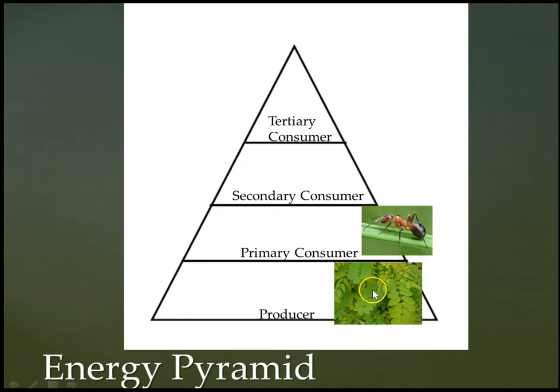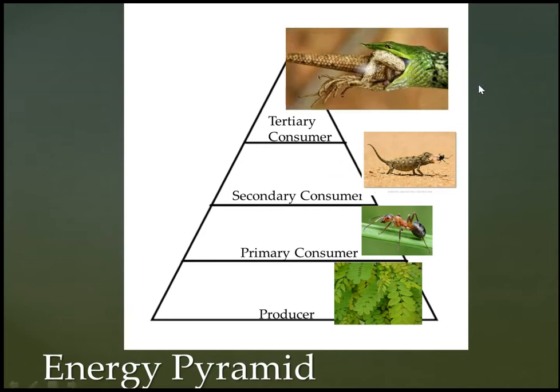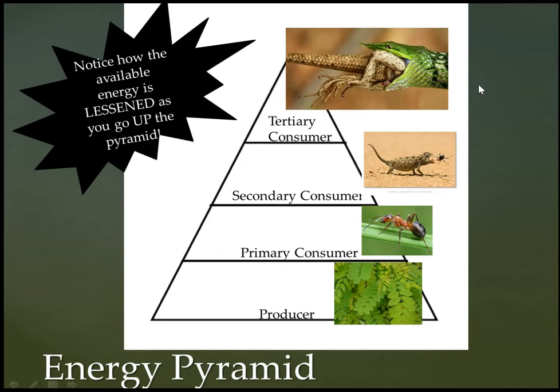Because what happens is this tree needs to grow. This tree does life processes. So all the energy it made, some of it is getting used up along the way. Then that energy goes into the ant. The ant has to move, the ant grows, the ant reproduces, and that takes energy, so less is available when it gets up to the lizard. The lizard moves, the lizard grows. Less is available when it gets to the snake. As you go up the pyramid, there's less and less energy available.